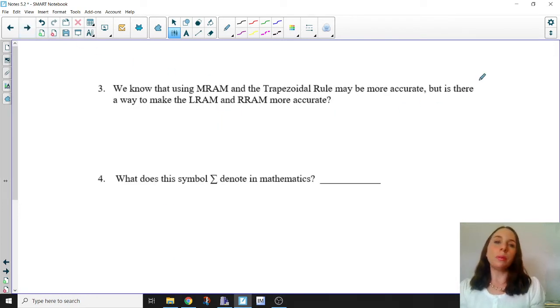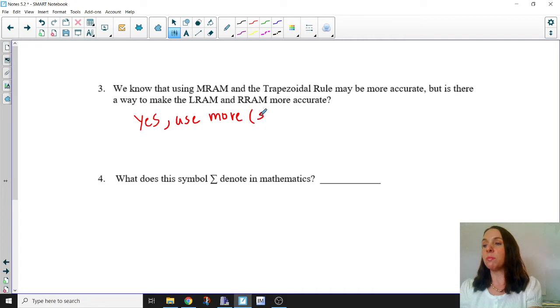All right, so, we know that MRAM and trapezoidal rule typically gave us much more accurate approximations, but is there a way to make LRAM and RRAM more accurate? And the answer to that is definitely a yes. What we could do, and hopefully you saw this in the last section, is we could use more subintervals. By the way, that would make your subintervals smaller, right?